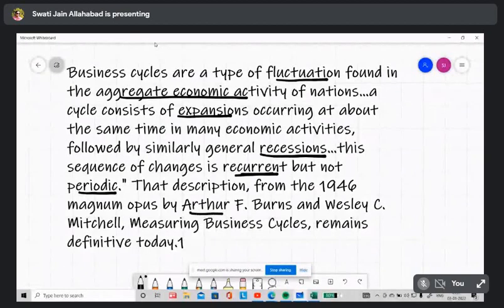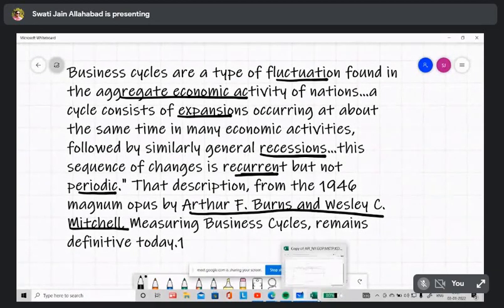So this definition is coming from Arthur Burns and Wesley Mitchell. Okay, and this definition which they gave in 1946 is still the workable, adopted definition of business cycle. So this is the latest way of defining and measuring business cycle.